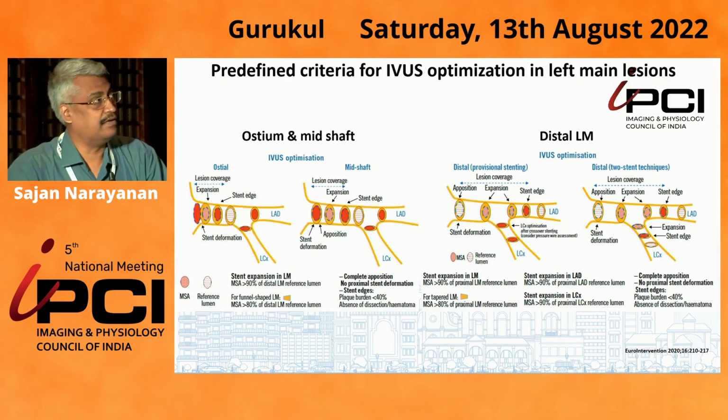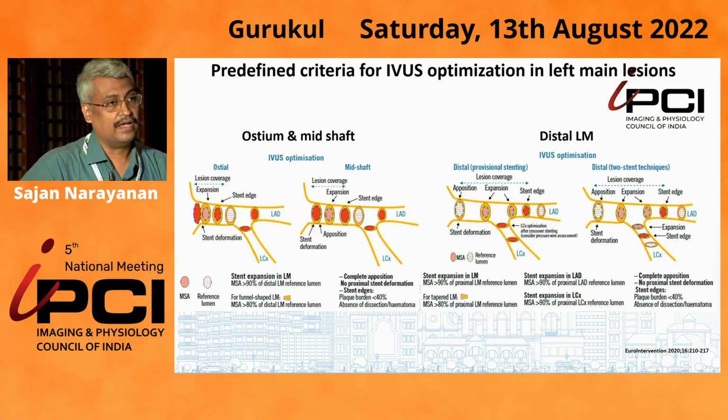So in our case, we aimed for a minimal stent area of more than 10 mm squared and performed a POT with a 5 mm balloon and achieved that stent area.